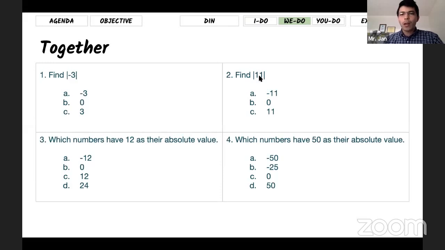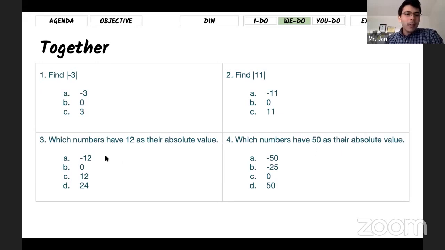Yes, perfect. I have tons of responses, but only one of you said it's -11. Remember, it's not -11. We're not trying to find the opposite of 11. I know we did that lesson yesterday. We're trying to find the absolute value of 11, not the opposite of 11, which always becomes positive. Yeah, thank you so much.